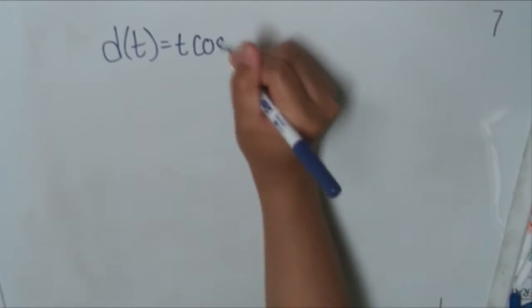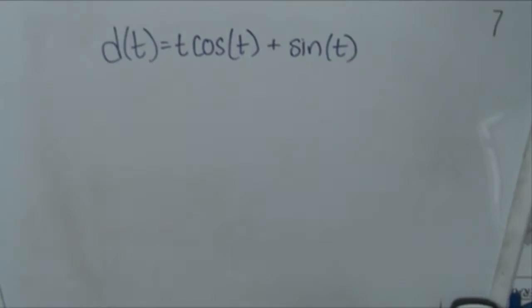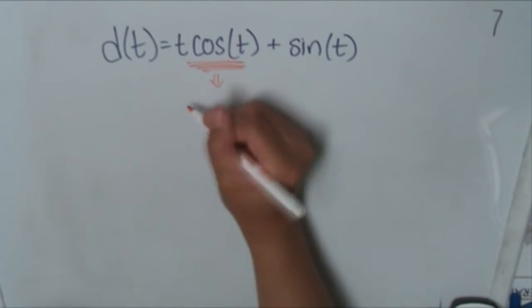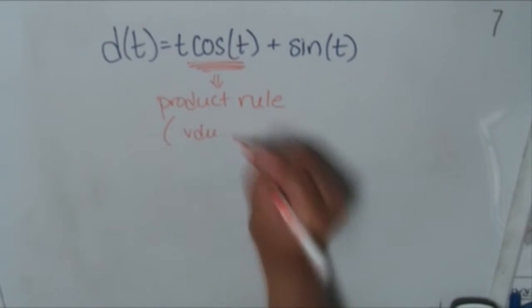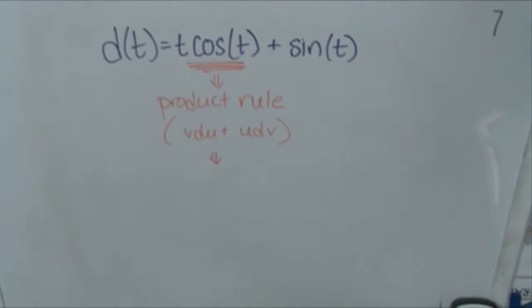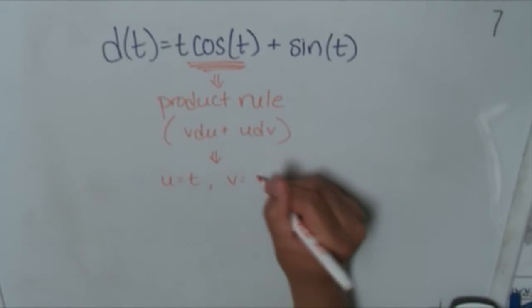Next, we need to find the velocity equation. This can be done by determining the derivative of the displacement function, which is given in miles. In order to find the derivative of d of t equals t cosine t plus sine t, you must use the product rule on t cosine t because it is a product of two functions.